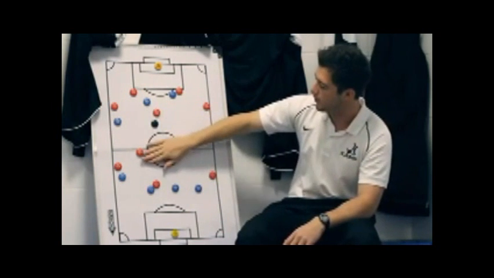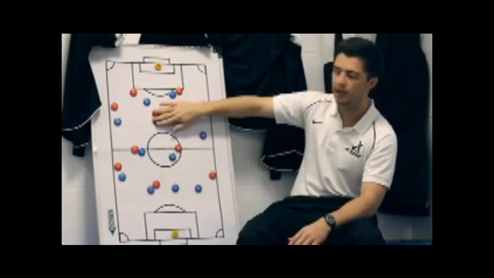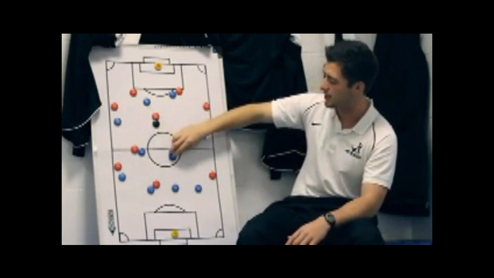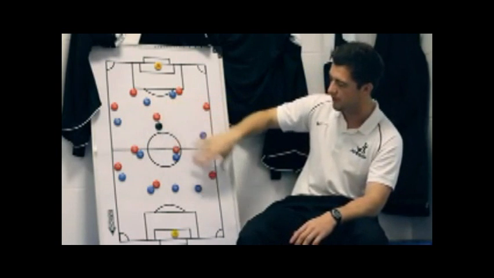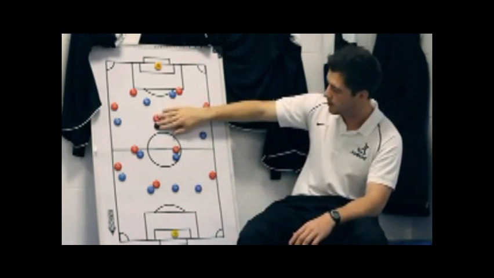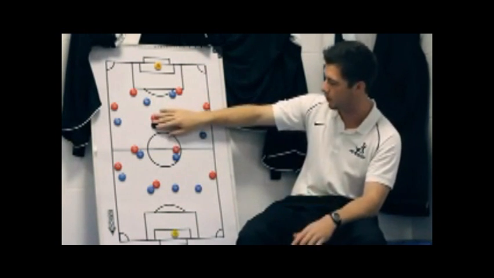The other thing we'll look at, again another R, is running with the ball. If he is in space and they do drop off him, he's not always in a position to serve and distribute from this area. So he's going to have to run with the ball. He's going to have to carry the ball forward.